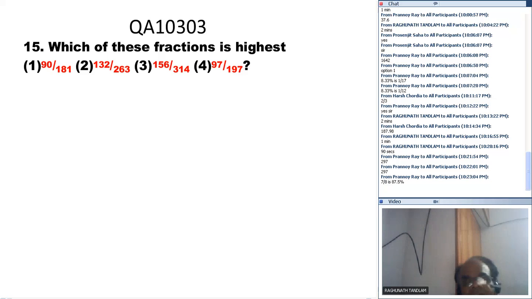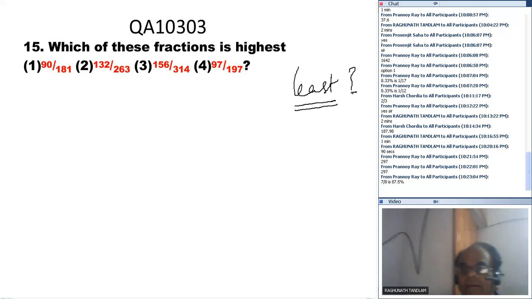It's quite evident. Obviously, 2 is greater than 0.5, others are less than 0.5. Which is the least? Can somebody tell me which is the least? Highest is easy to find out. Because in highest, only 2 is greater than 0.5, others are less than 0.5. The question should have been which is the least.